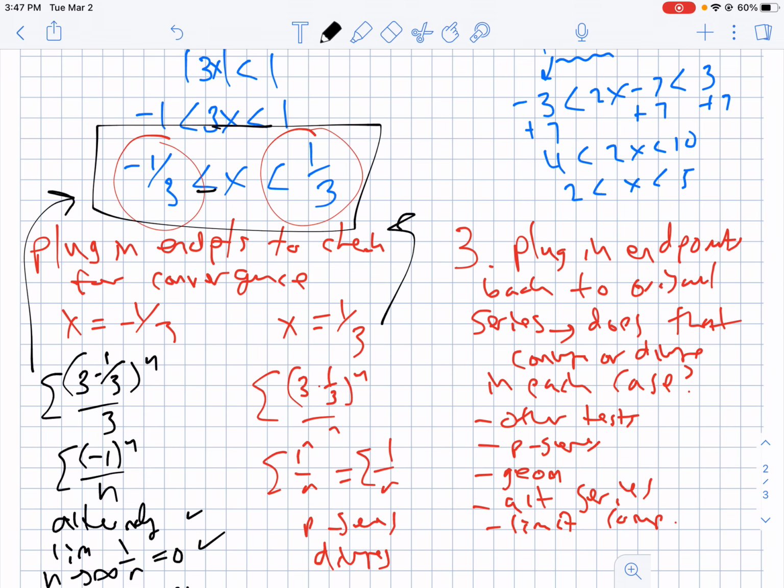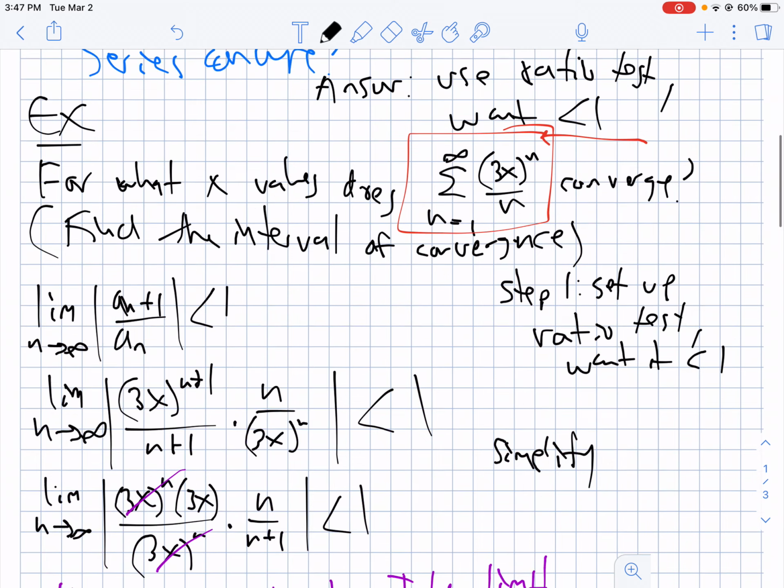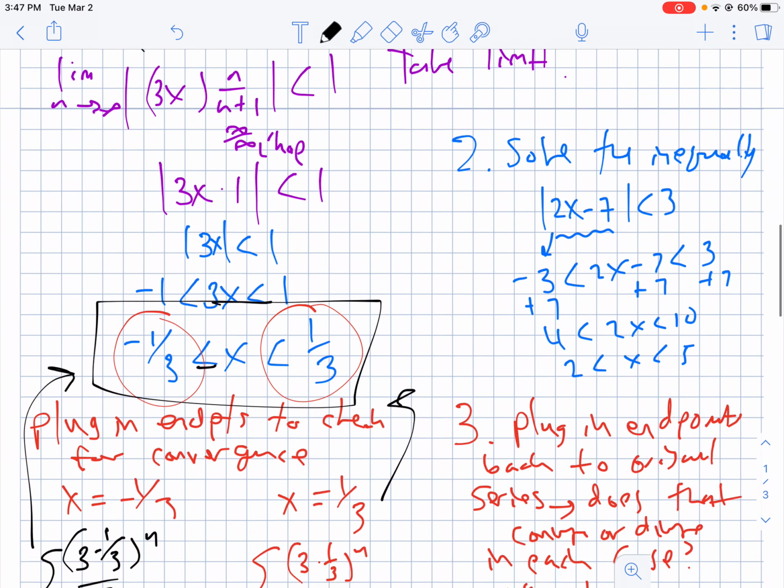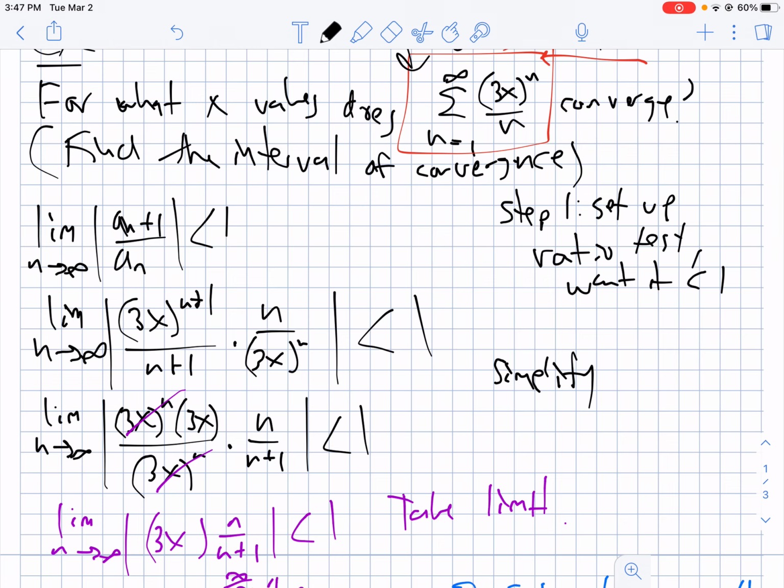So what that's saying is that if you go back to the original equation and you pick any number between -1/3 and 1/3, including -1/3, not including 1/3 on the right side, any number back in the original equation will make the series converge. Anything outside that will make the series diverge. So again, it's saying what are the values of x that make it converge. So that's how the problems work.